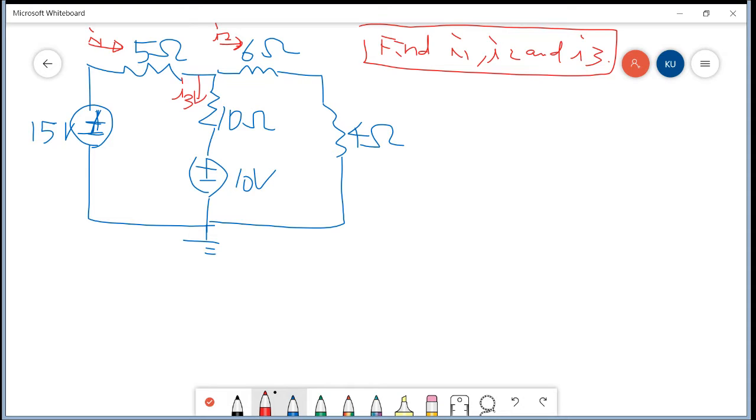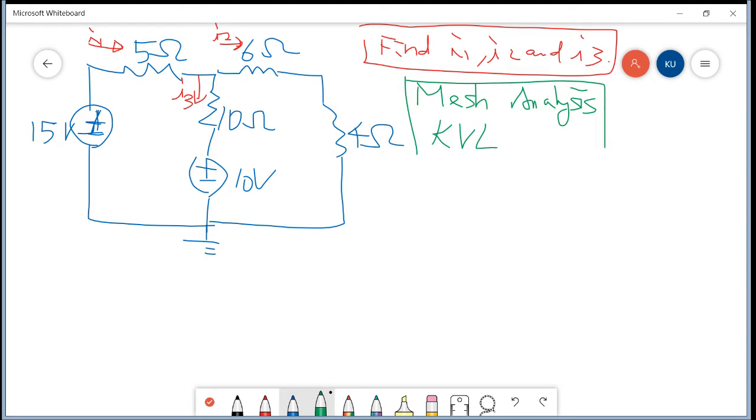So in this question, we may use the mesh analysis, which means we use KVL, Kirchhoff voltage law. Okay, so clearly we have two meshes. One mesh is like this, and another mesh is like this.